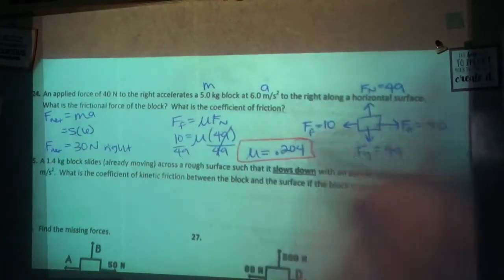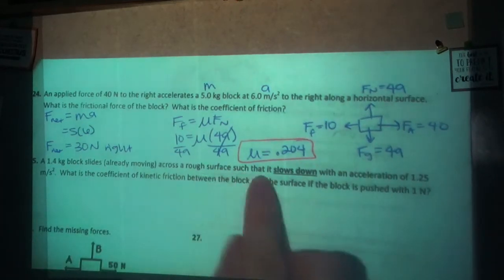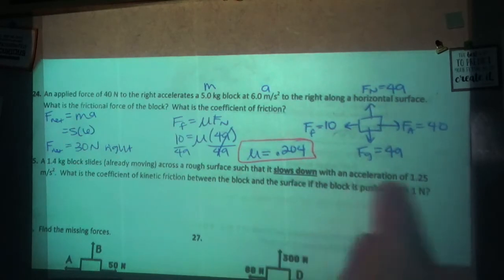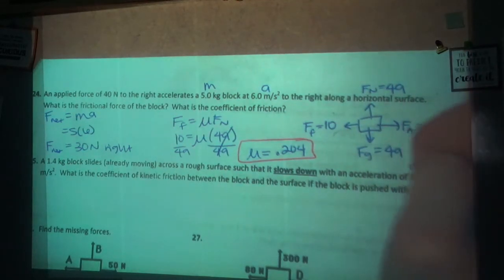That's fine. You don't have to put 3 decimals. 25, a 1.4 kilogram block slides, it's already moving, across a rough surface such that it slows down with an acceleration of 1.25. That's my A. What is the coefficient of kinetic friction if it's pushed with 1 newton? So that's my applied force.